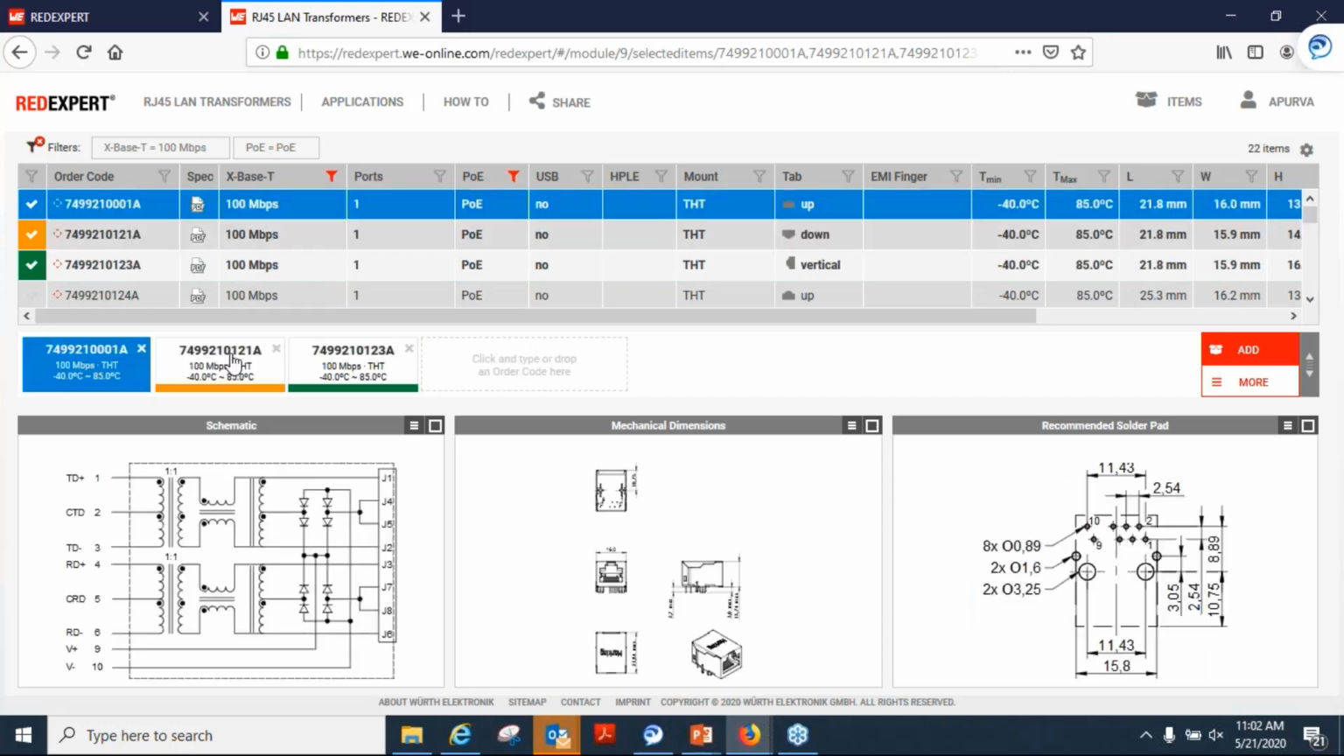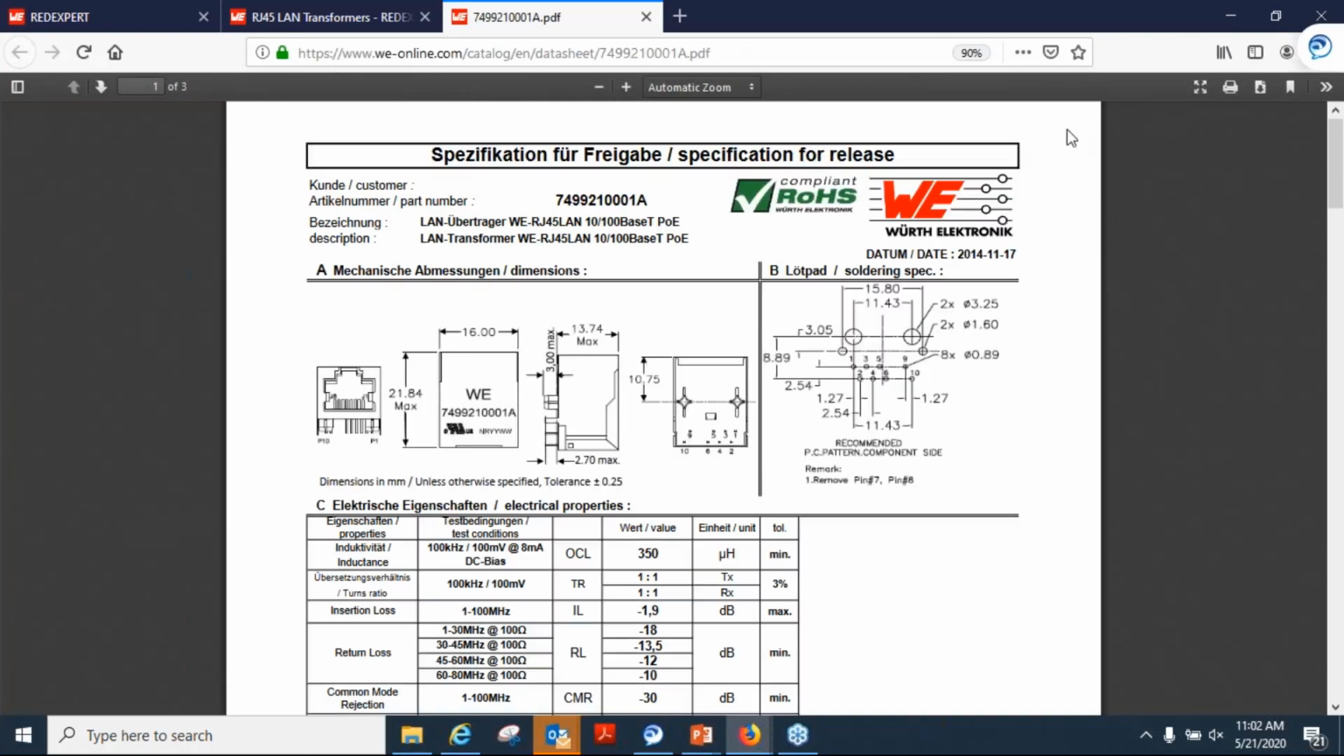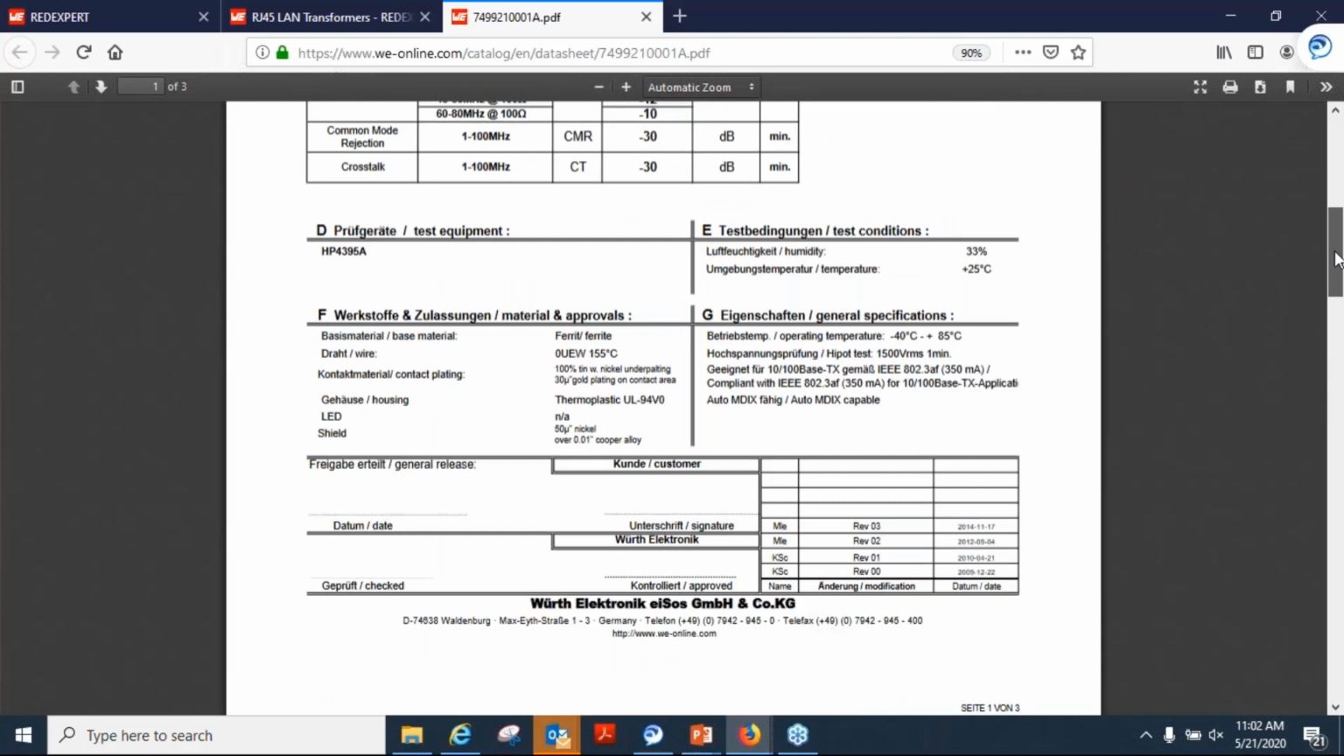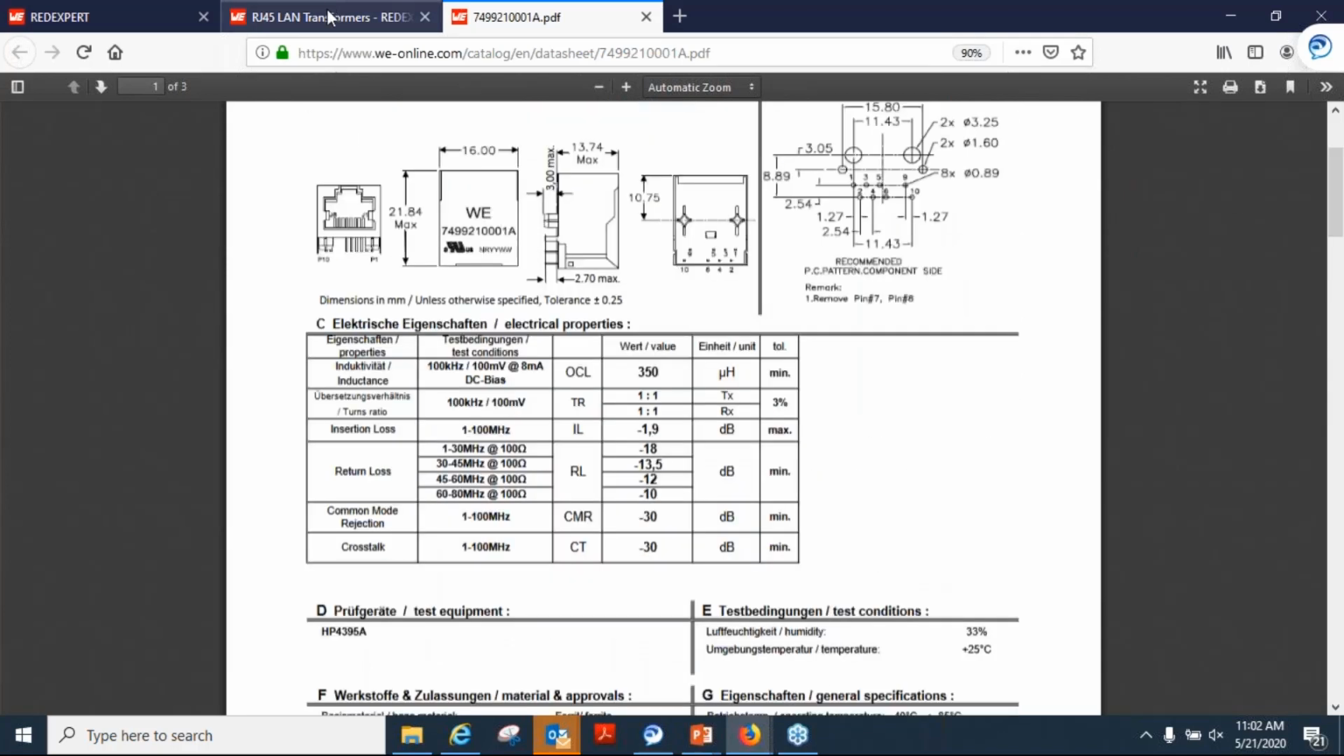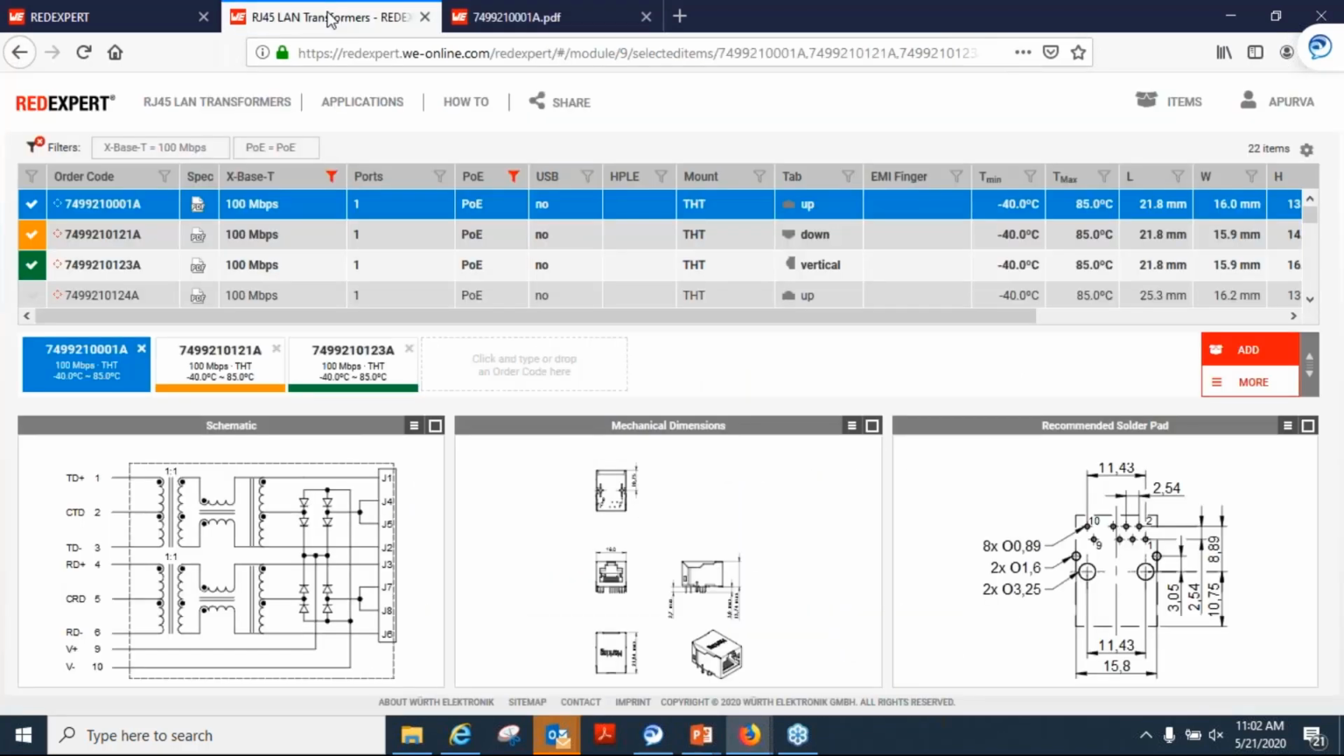Now, if you need even more technical details, the spec sheet is already attached here. You can just click on the PDF and it will take you to the data sheet, which is more detailed, and you can look through the schematic and the electrical values. And even after that, if you need any kind of technical assistance or if you need samples, for samples, it is pretty easy. You just add it to the cart.